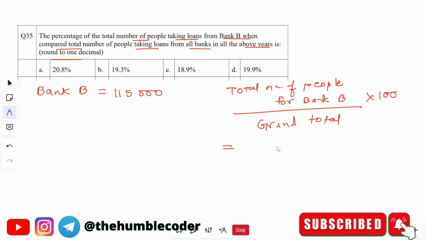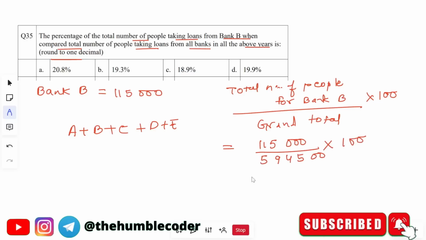So let's substitute the values. We have already found the value for bank B, which is 115,000, and the grand total is nothing but the summation of all the people A, B, C, D and I think it was also E. Whatever values we have found on the top, you have to sum all those values. When you sum them, you get 594,500, multiplied by 100. This is going to give us the percentage.